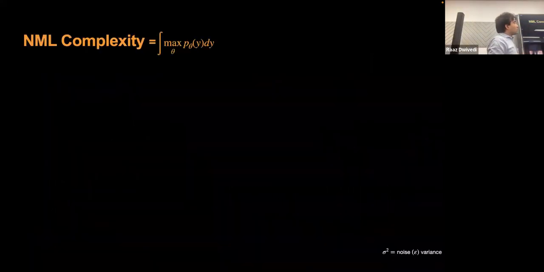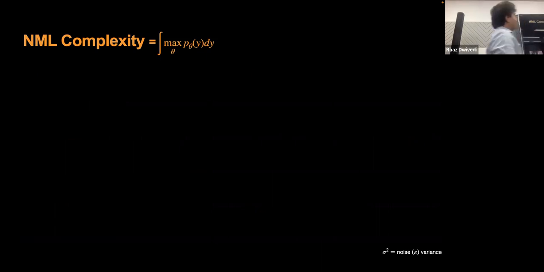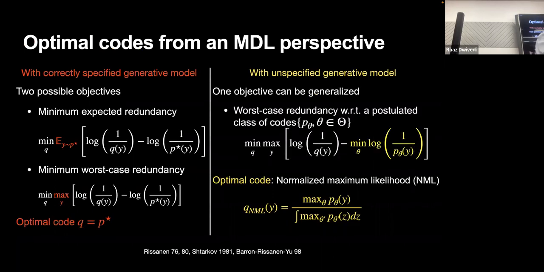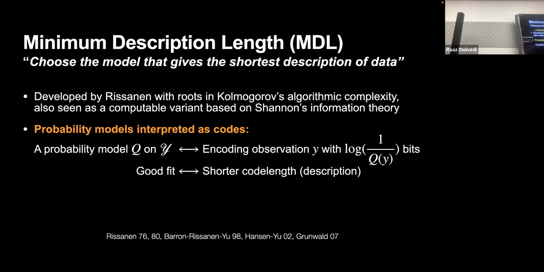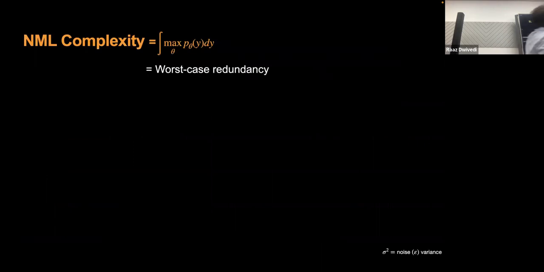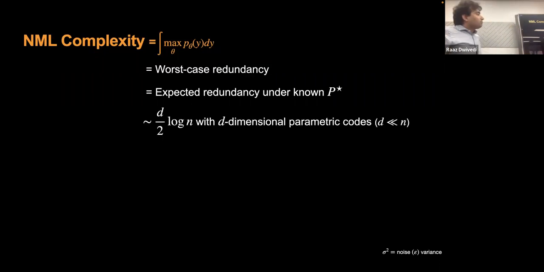And then the question is, what is the complexity from this perspective? So the typical complexity measure, the log of this normalization constant here, is used often. So this log of that is seen as the complexity measure, and you can show that that's actually the worst-case redundancy. That's easy to show. It's also the expected redundancy if you put a generative model.